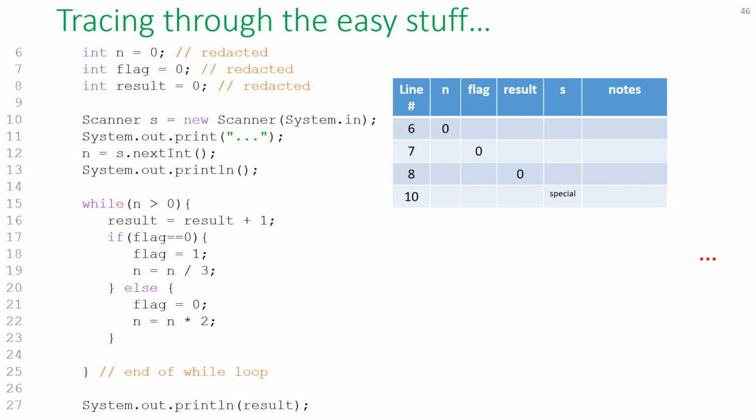So what comes after 8? 10, of course. Why not 9? Because 9 has nothing on it. I'm not going to trace empty lines, right? I'm not that determined to make a long trace table. So I'm jumping to 10, create a scanner. You don't even have to track scanners when you do trace tables, because really the scanner has a value in it, but it's a special value. It's called a reference. We'll talk more about that in COP2513.